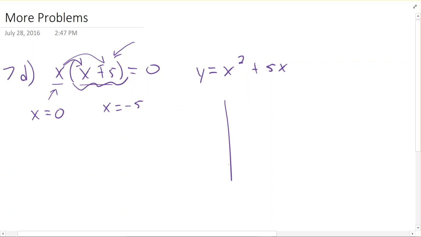And this thing would look something like this. It passes through 0. I know that because that was one of my solutions, or roots we call them. So it passes through 0, we go down, and then pass back up through negative 5.